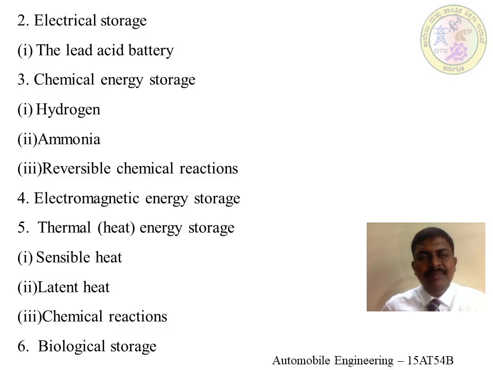In this the chemical energy can be stored via hydrogen or ammonia or reversible chemical reactions. The fourth method is electromagnetic energy storage, and the fifth method is thermal energy storage. Again, three are available in thermal energy storage: sensible heat storage, latent heat storage, or chemical reactions. And the last one is biological storage. So that's the brief classification of energy storage methods, listed in the slides.